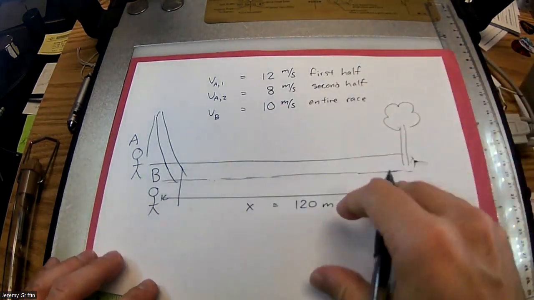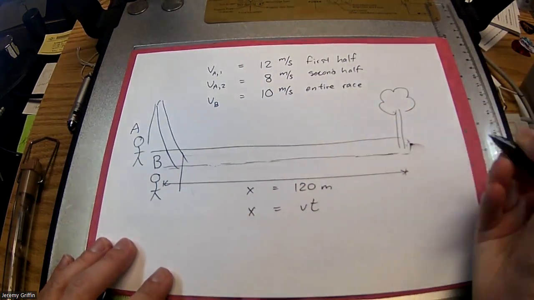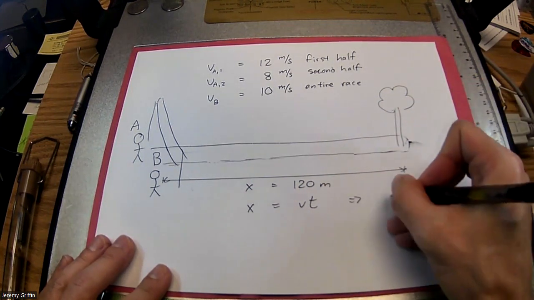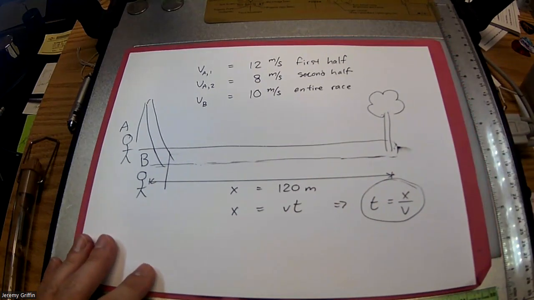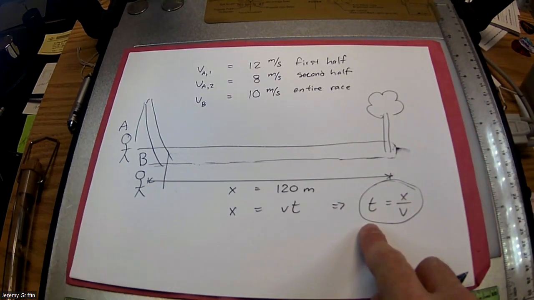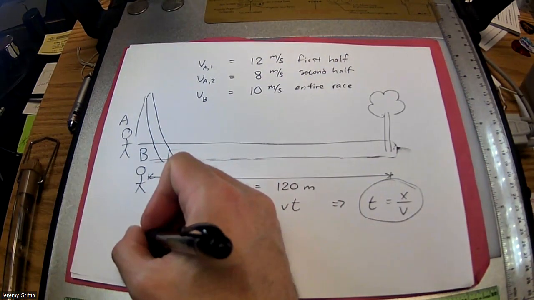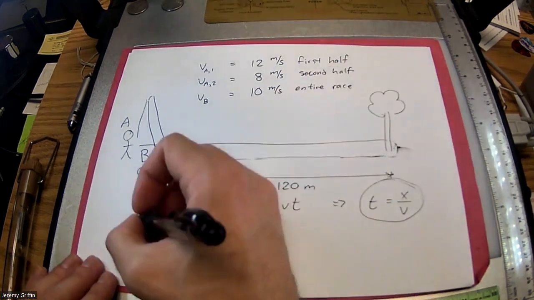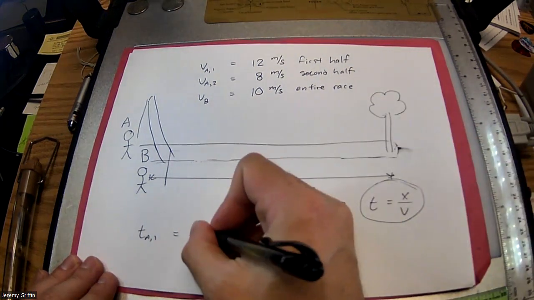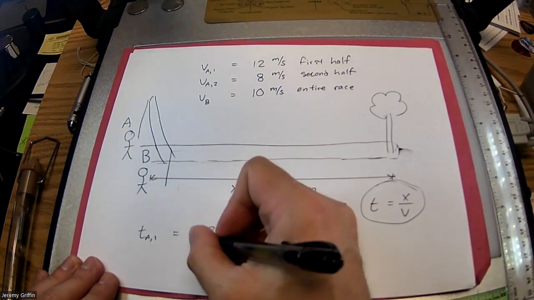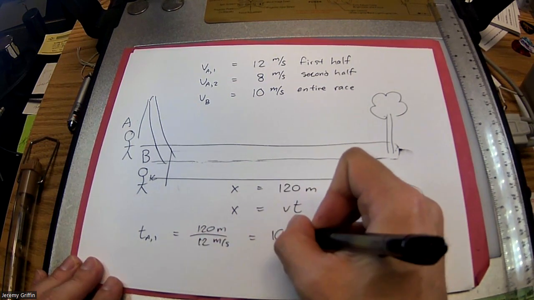So I'll walk through the calculation with you guys. You could say that distance is equal to speed times time, and therefore, time is equal to distance divided by speed. And if you're looking to win a race, you really want the minimum time, whoever has the minimum time to run this race. So let's see what their times are. Well, the time for Alan for the first half would be 120 meters at 12 meters per second, which is 10 seconds.